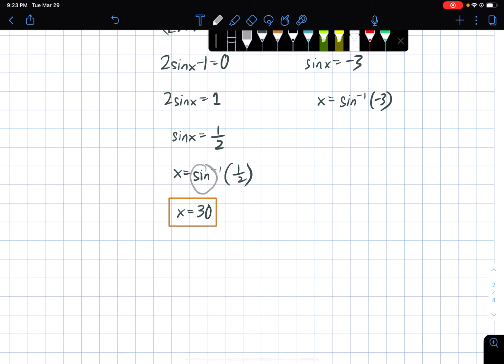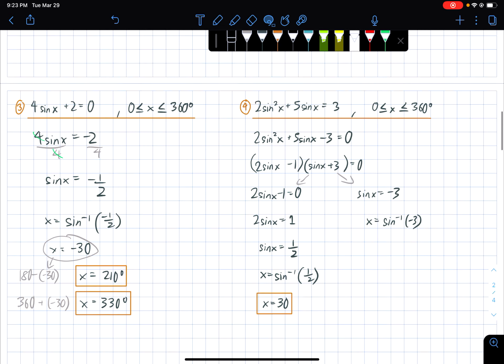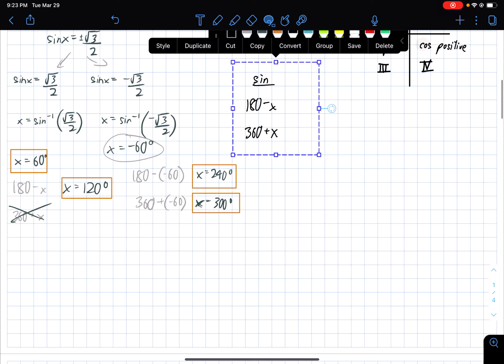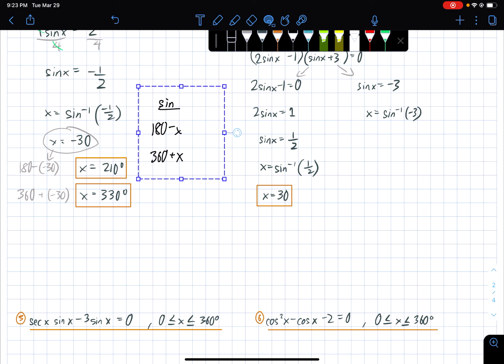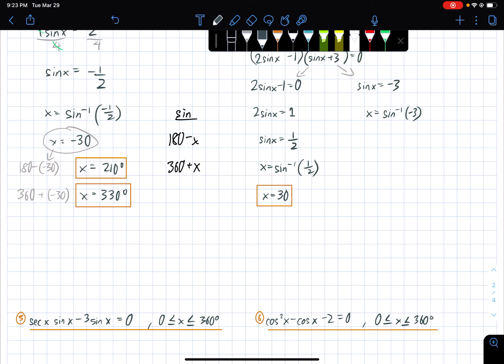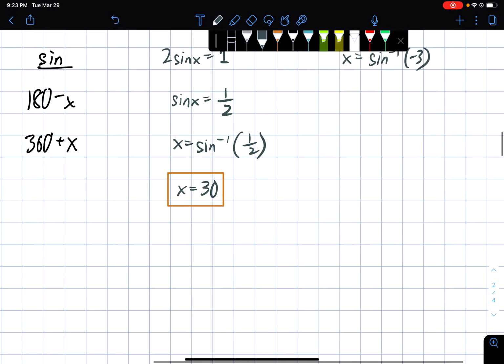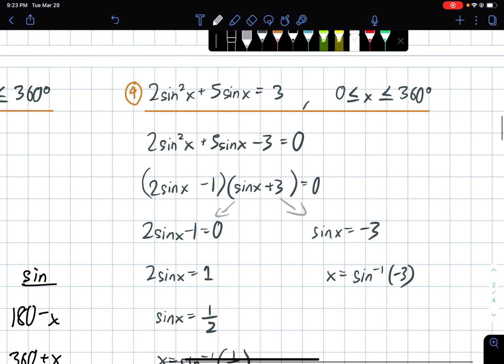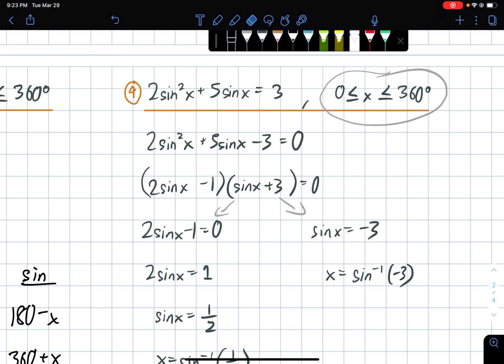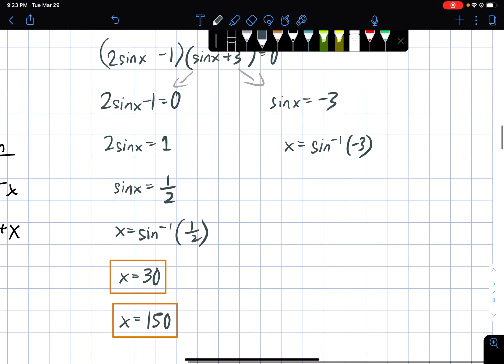It's still sine, so we have to comply with the same rules earlier to find the possible second and third solution. So 180 minus x, 180 minus 30, x is equal to 150. The other one, 360 plus 30 is 390. It is not considered a solution. Take note of it. Let's move to the other side.